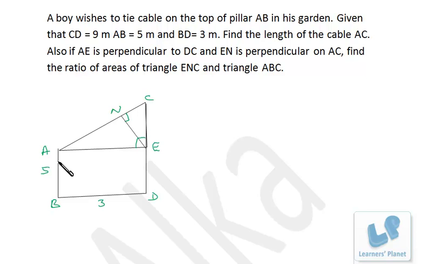Now this is 5, so this must be 5. Now this total length is 9, that means this length must be 4. Now this 5, this 5, this is 3, that means this is 3. That means if this is 3 and this is 4, this length must be 5. Now we have to find out the length of this altitude x.